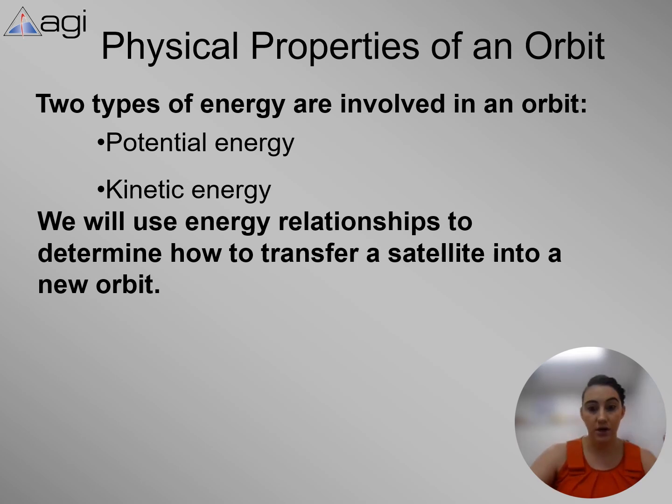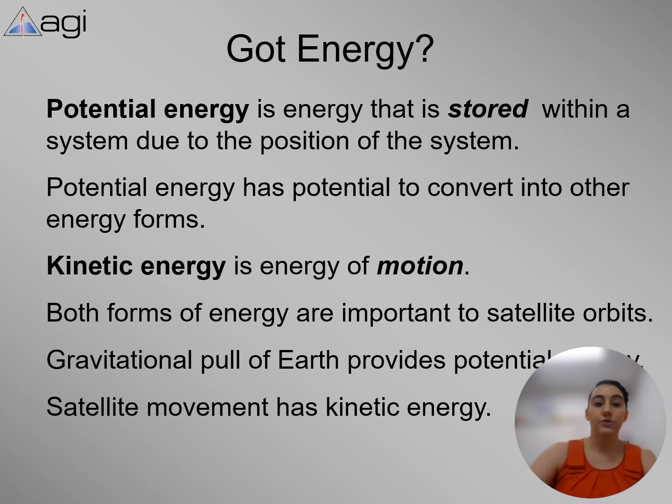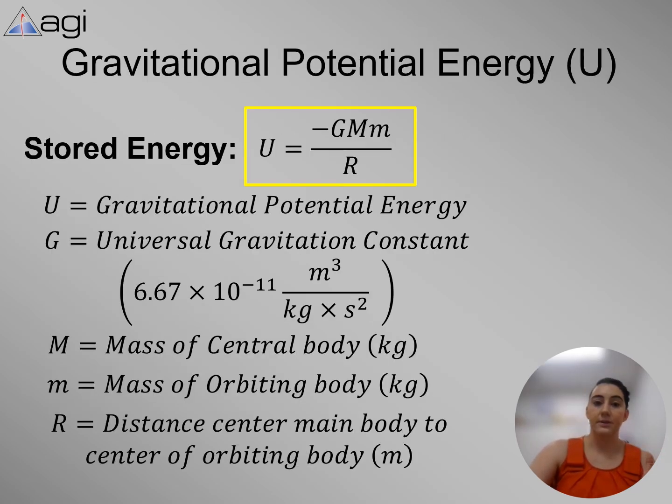You need to use the energy relationships to determine how to transfer a satellite into a new orbit. So we're talking about if we have the satellite here and we need to go here as it's orbiting around the Earth, how do we transfer it from there or move it into a different orbital pattern around a body? So realistically, these are all types of energy you've talked about. Potential energy is stored energy, kinetic energy is energy in motion. You've had physics, you know this.